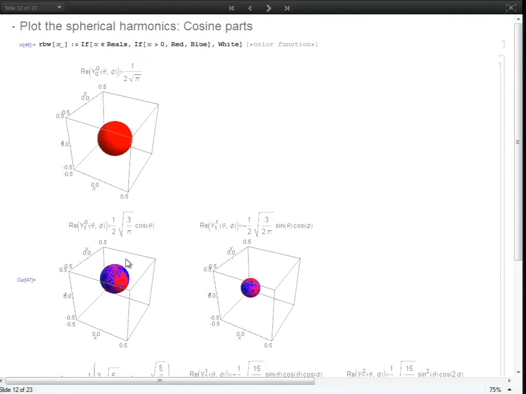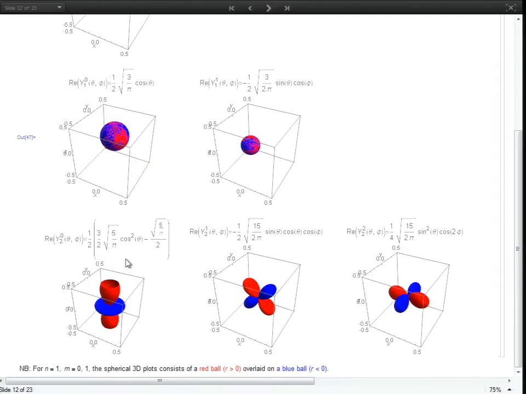I introduce here a very simple color function. Positive values are colored red, and negative values are colored blue, otherwise white. And then I just plot the first few spherical harmonics. The first one is just a simple sphere. The second one also looks like a sphere, but it looks very peculiar. And for order 2, they look like this here, so red and blue parts.